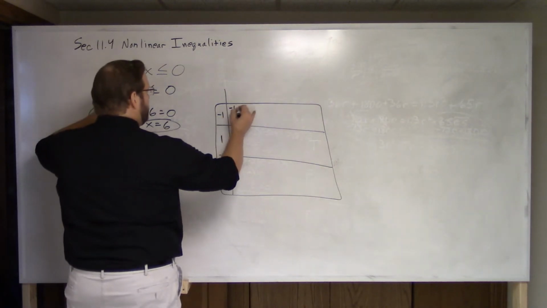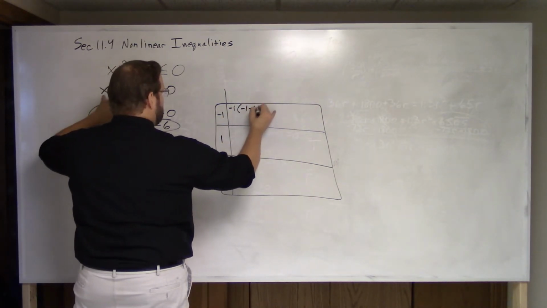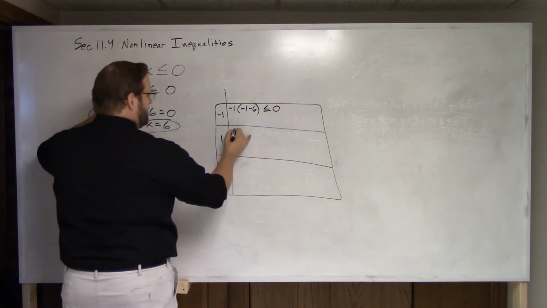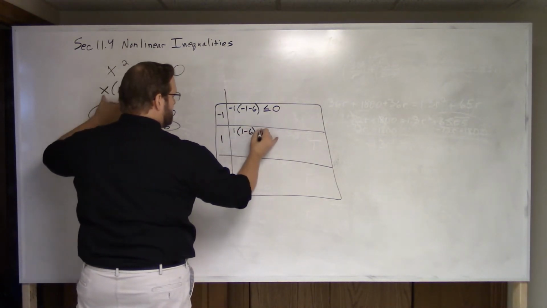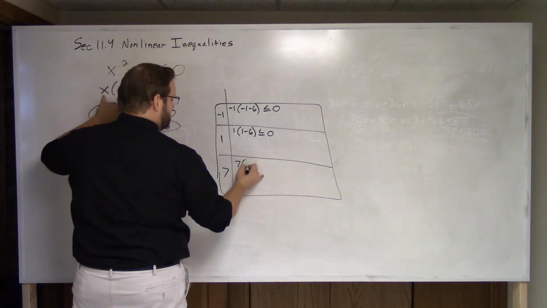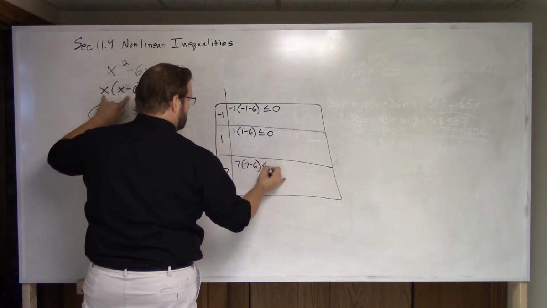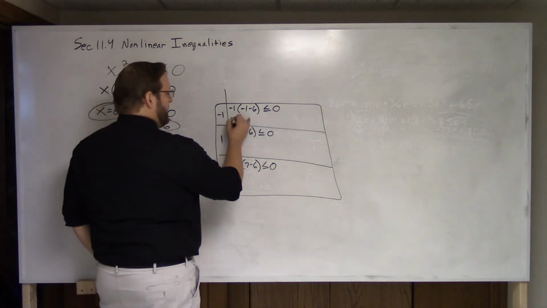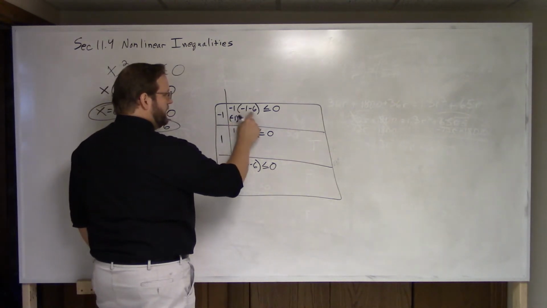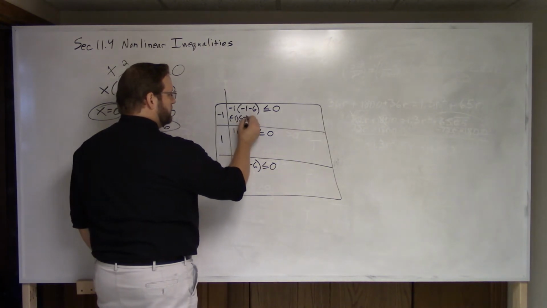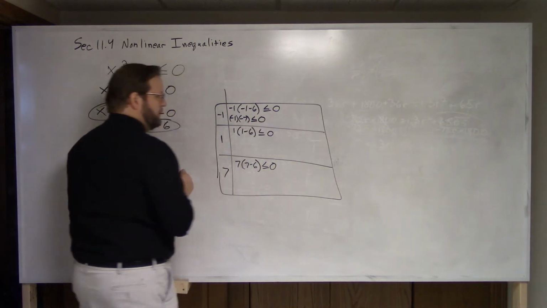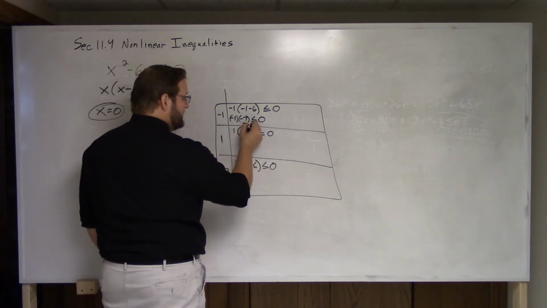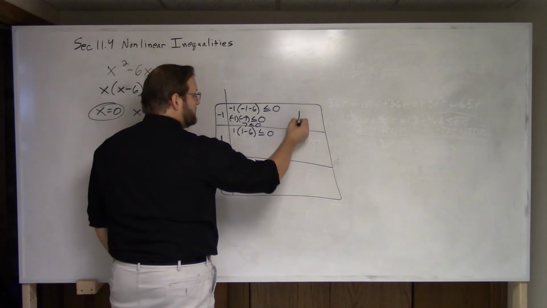I'm going to go with negative 1, then negative 1 minus 6. I want to see if that's less than or equal to 0. Then 1, 1 minus 6, 7, 7 minus 6. We got that. So I have negative 1 times negative 7. I want to see if that's less than or equal to 0. That's a 7. So 7 less than or equal to 0, that is false.